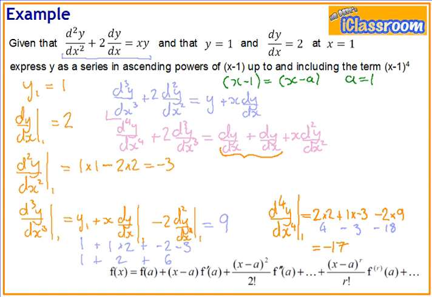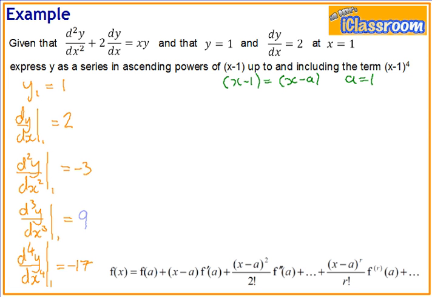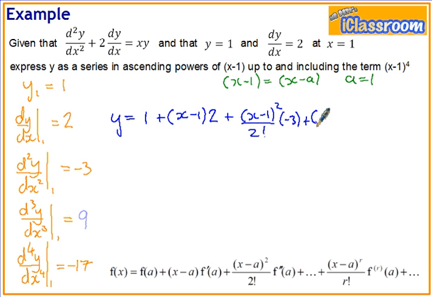Okay, now it's time for a quick clear up of my board. That's better. I'm now ready to attempt my final solution. So, reading straight from my Taylor series, I have y is equal to f of a, well that's going to be my y evaluated at 1, plus x minus 1 times f prime, well that's going to be dy by dx evaluated at 1, plus, and then continuing, x minus 1 squared over 2 factorial, the second differential turned out to be minus 3, plus x minus 1 cubed over 3 factorial, the third differential turned out to be 9, and finally x minus 1 to the power of 4 over 4 factorial, and the differential turned out to be minus 17.